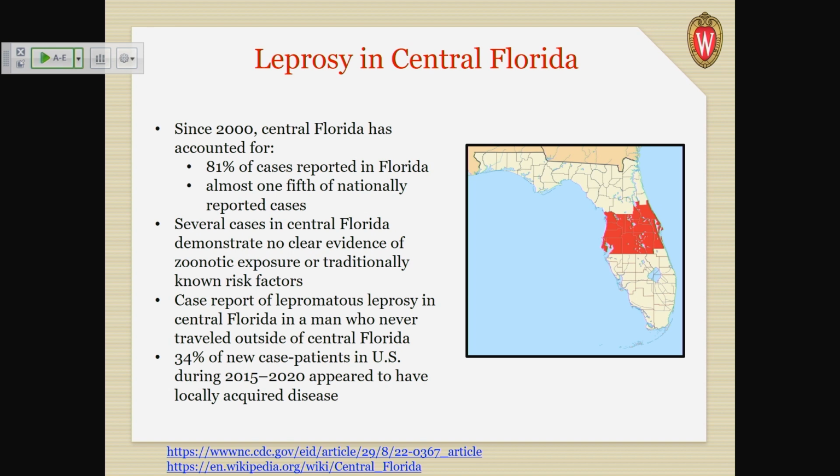This case report of lepromatous leprosy in Central Florida was particularly compelling because it was in a man who had never left Central Florida in his whole life. So obviously he couldn't have picked it up from anywhere else, and he had never seen an armadillo, so they said, okay, this could be potentially endemic here in Central Florida. And a little bit broader, 24% of new case patients in the US overall, not just in Florida, in these 5 years from 2015 to 2020, appeared to have locally acquired disease. So again, no other risk factors known. So it might be not just Central Florida, there might be particular other areas where leprosy is also endemic.